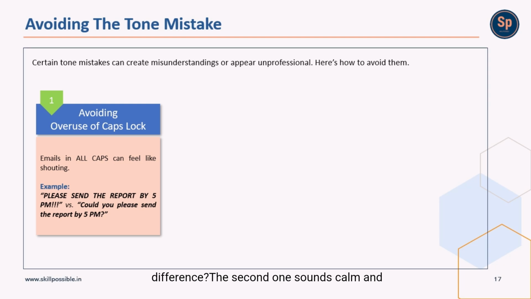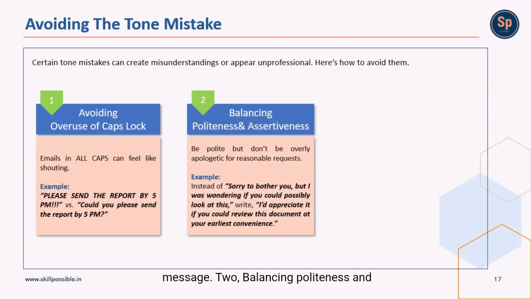The second one sounds calm and respectful. So, save all caps for acronyms or emphasis, not your entire message. Two: balancing politeness and assertiveness. It's good to be polite, but being overly apologetic for normal requests can weaken your message.